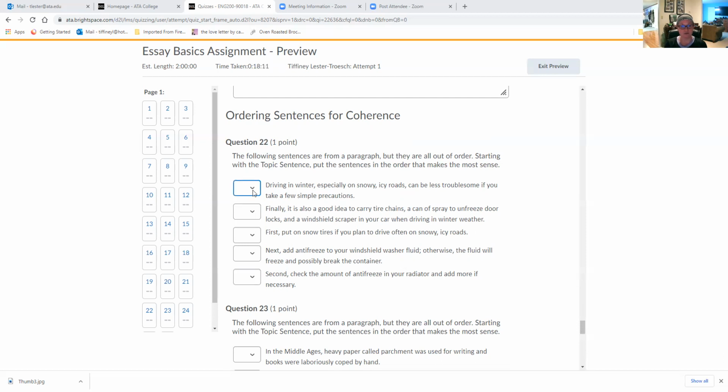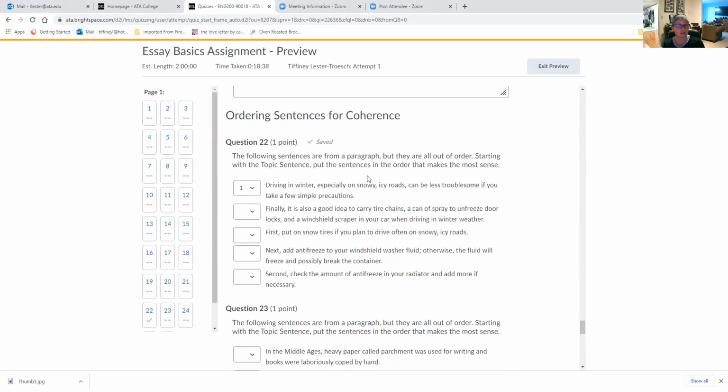You can see these little drop down menus, 1, 2, 3, 4, 5. You've got to figure out which sentence comes first, and whichever one you think it is, mark it with a 1. Which sentence comes second, whatever it is, mark it with a 2. So start with the topic sentence, because that should be the first sentence. Once you figure out what the topic sentence is, you know what number 1 is, and then go from there.